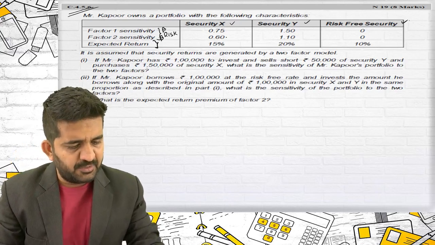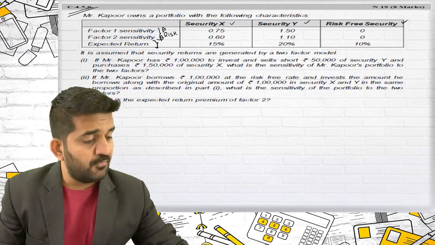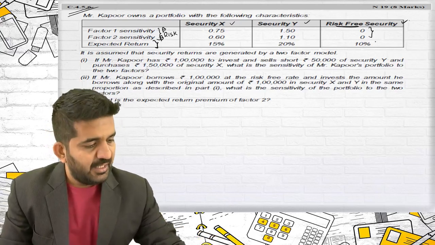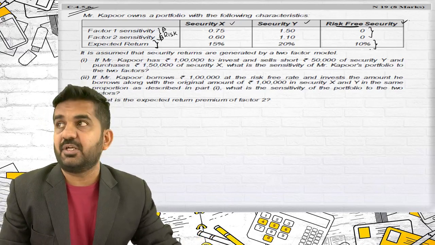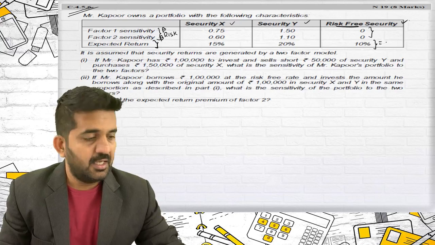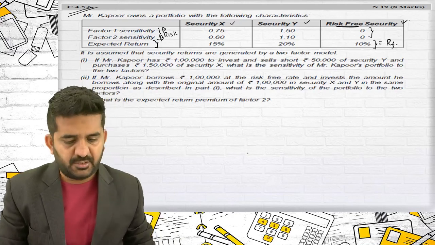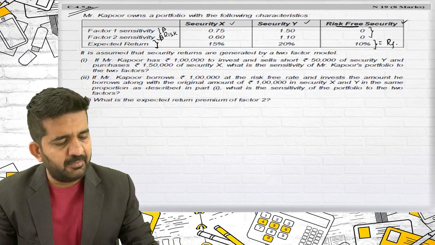Security X 0.75, this is all data given. Try to understand the risk of risk-free security. It is 0. And return of risk-free security is 10%, which is nothing but R, the risk-free rate of return. It is assumed that the security returns are generated by a two-factor model.